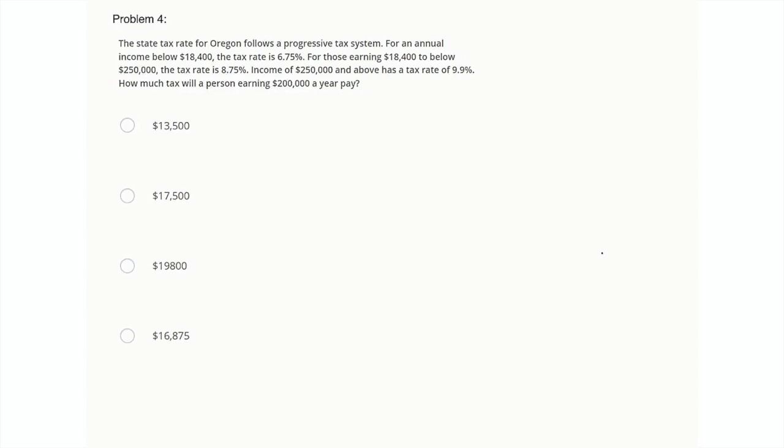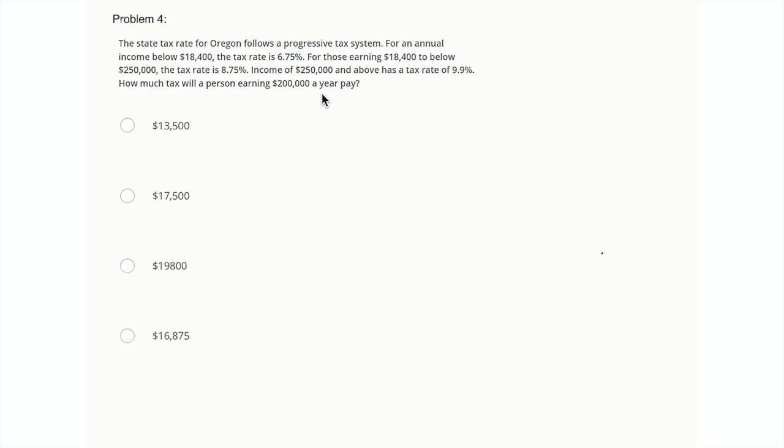Excellent work. Problem 4 here. It says the state tax rate for Oregon follows a progressive tax system. For an annual income below $18,400, the tax rate is 6.75%. For those earning $18,400 to below $250,000, the tax rate is 8.75%. Income of $250,000 and above has a tax rate of 9.9%. How much tax will a person earning $200,000 a year pay?